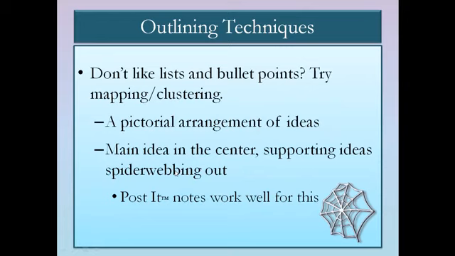Now, if you don't like lists and you don't like the idea of bullet points and all this seems a little bit too neat and tidy to you, then you may prefer the informal outlining method of mapping or clustering. So a map or a cluster is a pictorial arrangement of ideas. A lot of people do it by using circles, like they'll draw a big circle in the middle of the page and they'll put their sort of main idea in the center.